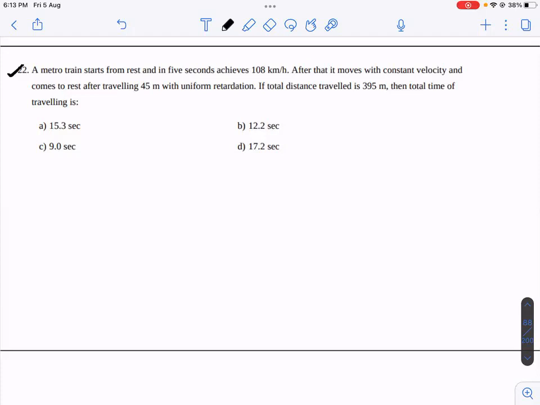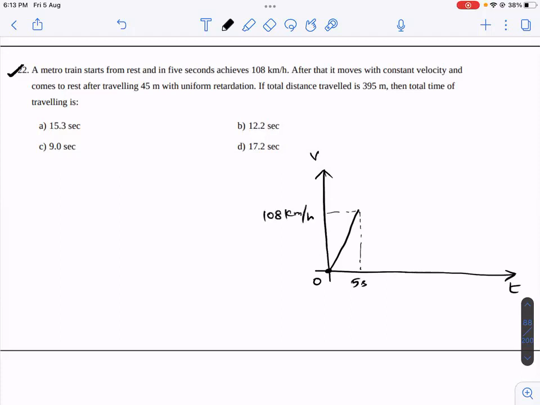Listen, when you draw for these kind of problems, the first thing I would suggest is to draw a velocity diagram. So an object starts from rest and in 5 seconds achieves 108 km/h, meaning the object has got accelerated. So how much is this time? This is 5 seconds. And what is the speed attained by it? It is 108 km/h. Is that right?